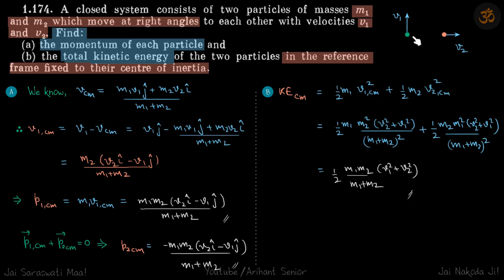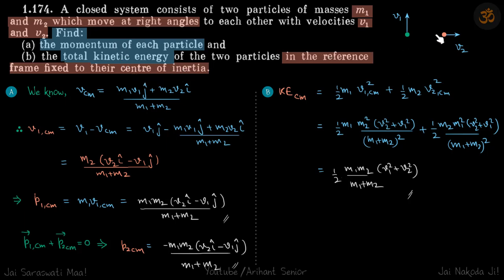We are given two particles that comprise a system, and both are traveling at a given moment in directions perpendicular to each other. We need to find the momentum of each particle and the total kinetic energy of the two particles in the reference frame fixed to the center of mass. So momentum also we need to find with respect to the center of mass.